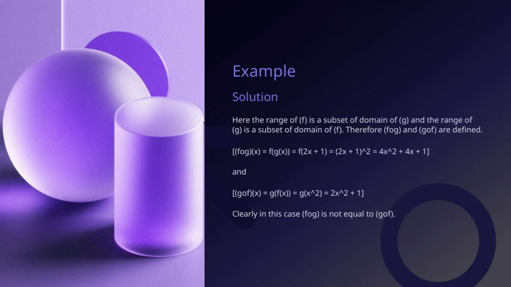Now, an important point to note here is that the range of f is a subset of the domain of g. And conversely, the range of g is a subset of the domain of f. Because of this, both compositions, f∘g and g∘f, are well defined.